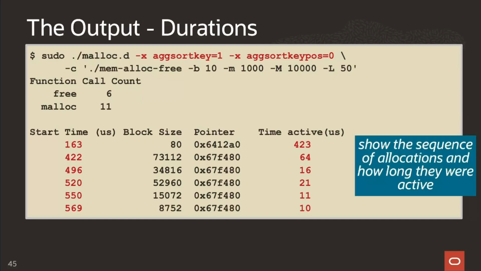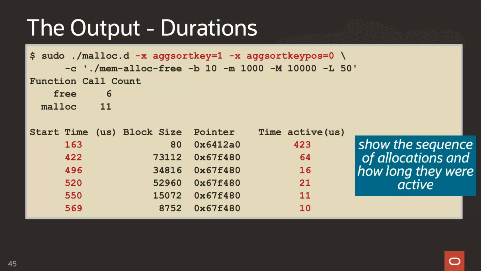Then we have the output. In the second block of the output, we see the start time in microseconds, the block size, the pointer, and the active time. And we can see exactly how long a certain block was active and the corresponding pointer. The one thing literally sticking out is that the first block was 80 bytes, was allocated at 163, and it had by far the longest active time, 423 microseconds. The other ones were allocated later and had a much shorter active time.